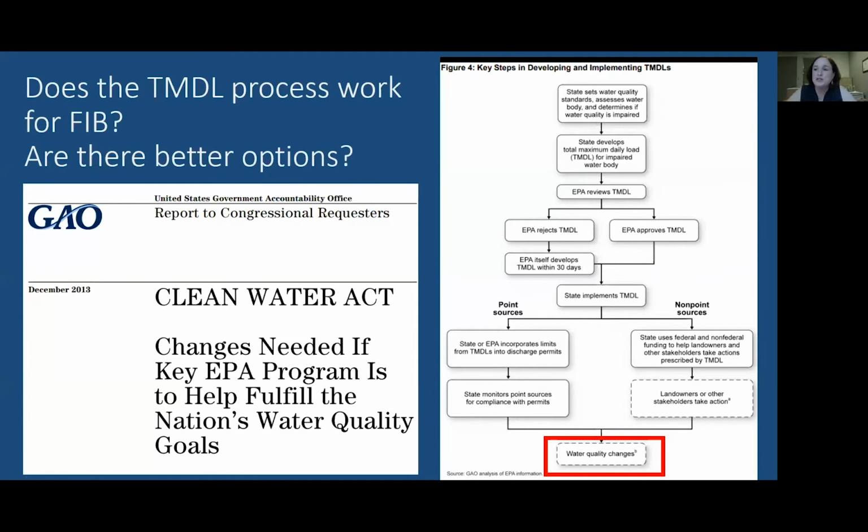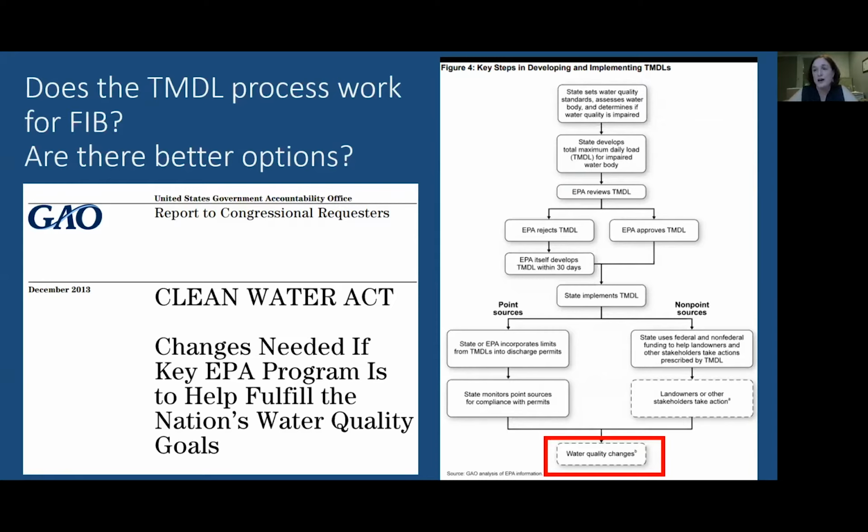Some other questions, unresolved policy questions, and I don't know that I have the answers to these, but again, these might be topics for our panel discussion a little bit later today. One is, does the TMDL process work for fecal indicator bacteria? And are there better options? And why don't we see more TMDL success stories for fecal indicator bacteria? And there are some legal constraints on what those options are, but I think it's a discussion that we need to have.